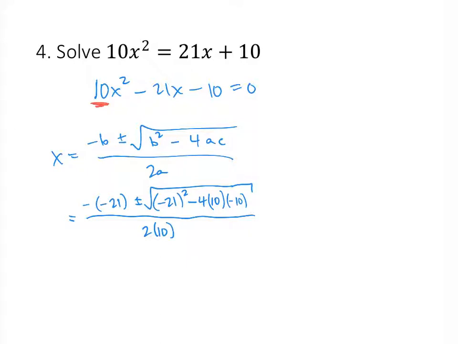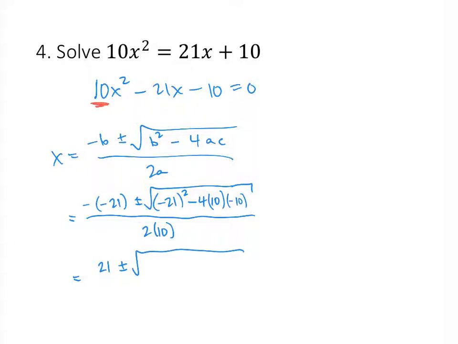It's really easy to run into problems where you get errors and mistakes if you try to do this all at once. So let's just leave it the way it is and try to work out each individual piece. So minus 21 gives us 21. Let's figure out what's inside that square root now.